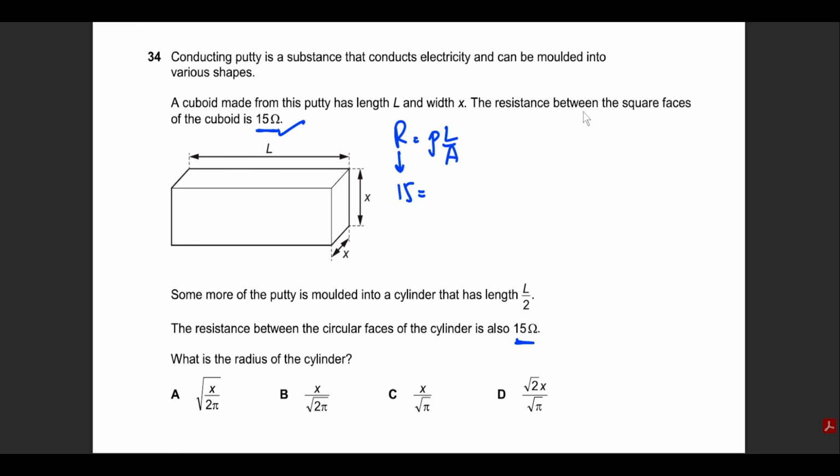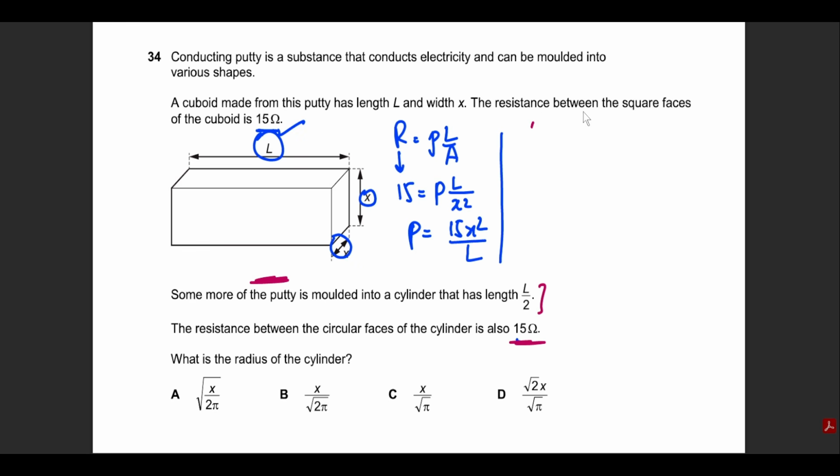Let's accept the variables of the question, which is length L, and cross-sectional area is x into x. So R is equal to rho L over x squared. Let's make rho the subject of the formula. This is going to be 15 x squared divided by L. Now, since we're using the same material, it says more of the same putty, so this time around there are new parameters, but the resistance has to stay 15.